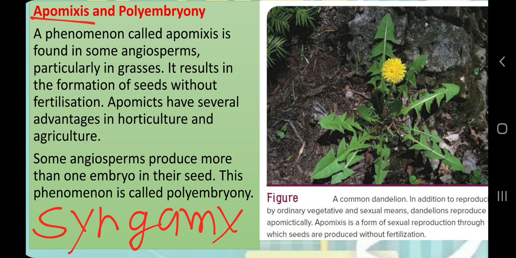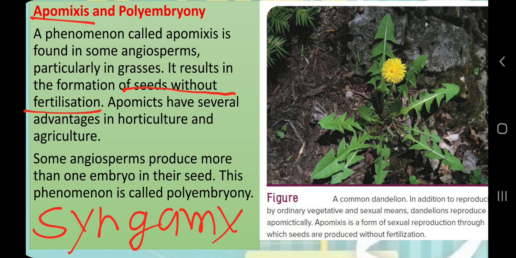So what is apomixis? It's simply a phenomenon found in some angiosperms, particularly in grasses. It results in the formation of seeds without fertilization. So you need to remember only this line, seeds without fertilization. Simple.